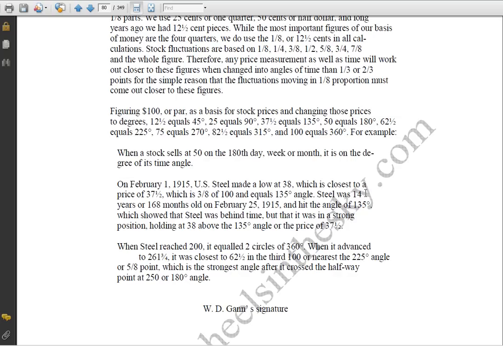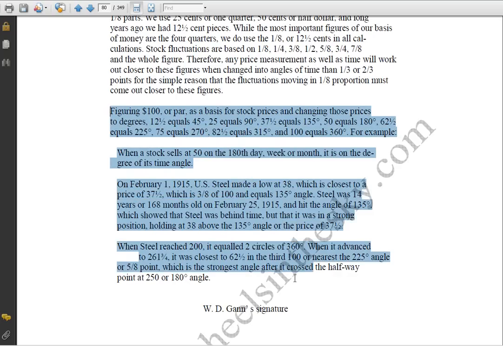Gann provides examples through his master courses. Here, figuring $100 or par as the basis of a stock price and changing those prices to degrees, 12.5 equals 45 degrees, 25 equals 90 degrees, and so on. When a stock sells at 50 on the 180th day, remember that 100 is par, so 50 is half of it, and 180 is half of a circle. On the 180th day, week, or month, it is on the degree of its time angle.